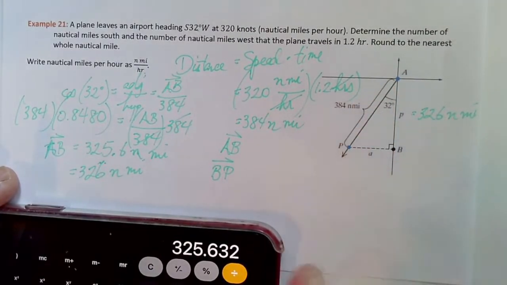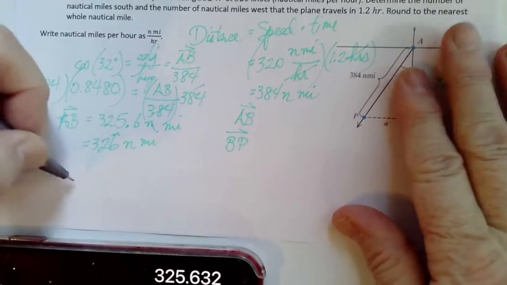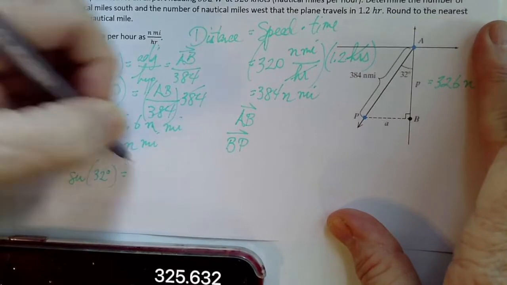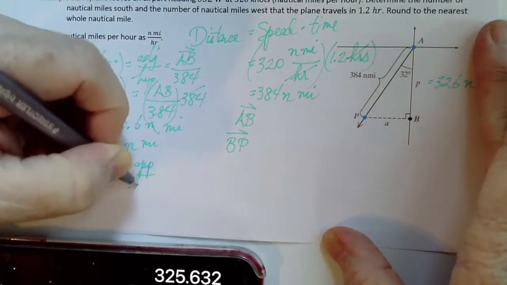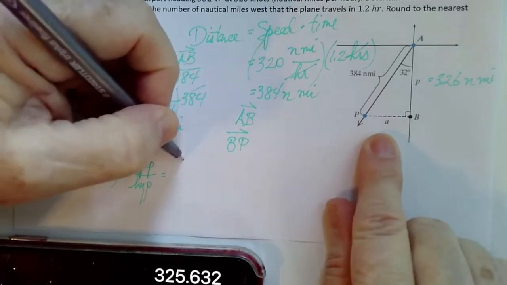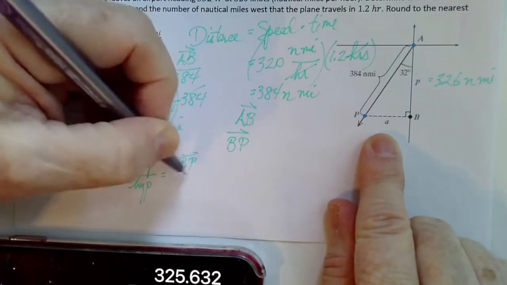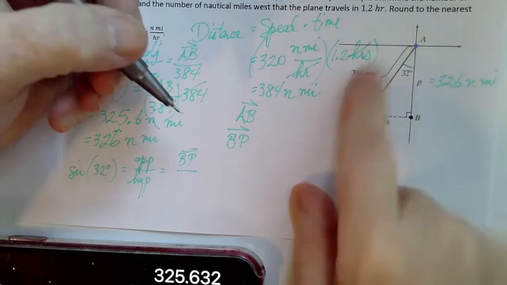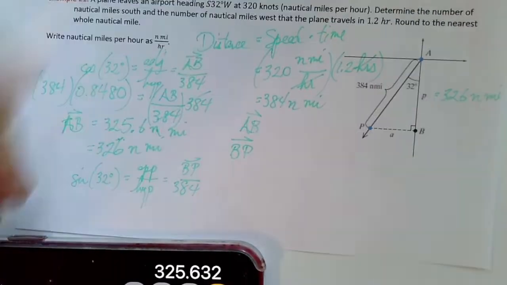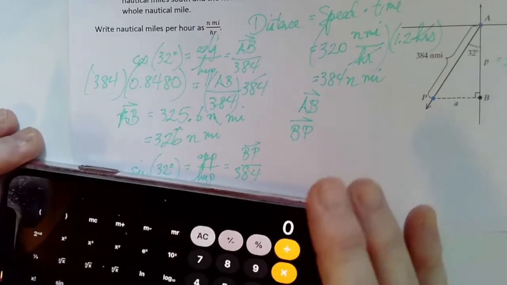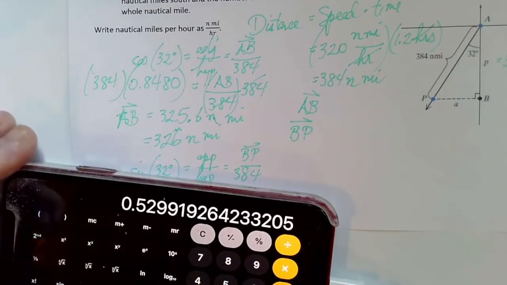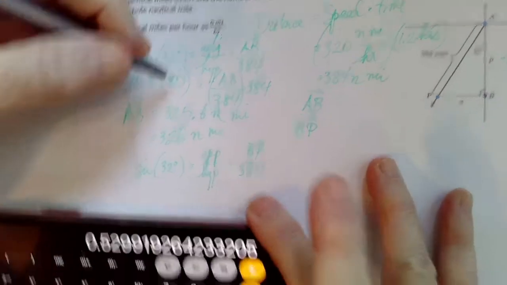Oh, that's opposite. Okay, great. So we know that the sine of 32 degrees, that's opposite over hypotenuse. That's BP divided by 384. And let's see what the sine of 32 is. 0.5299.